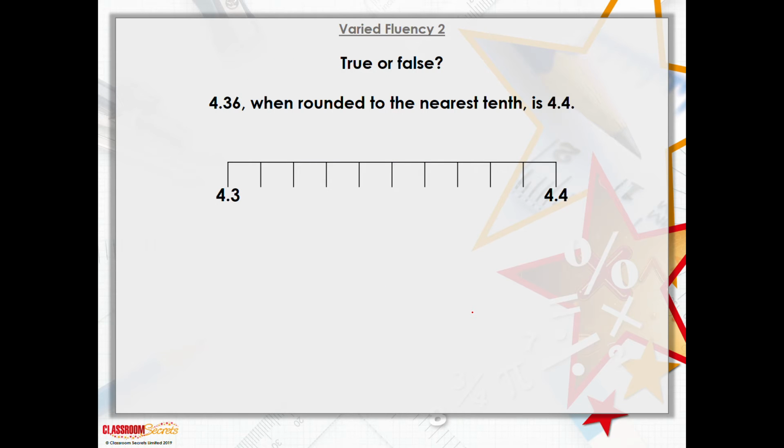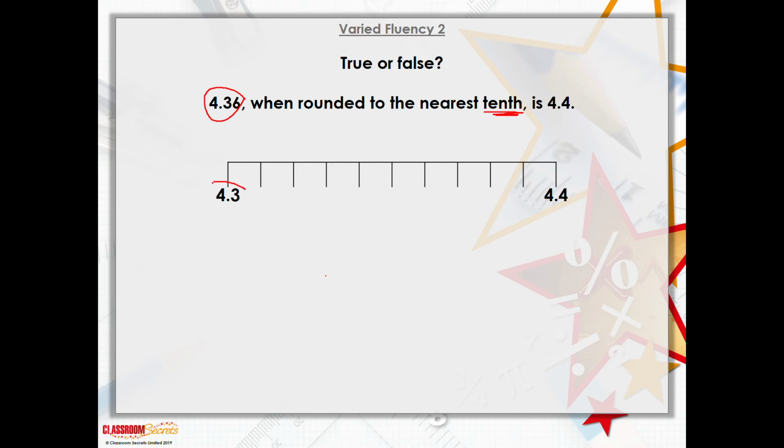Here we have another true or false question then. Here we have our number that they've given us, 4.36. This time it's saying about rounding it to the nearest tenth. Not to the nearest whole number this time, the nearest tenth. And they're telling us what they think it is. 4.36, when rounded to the nearest tenth, is 4.4.